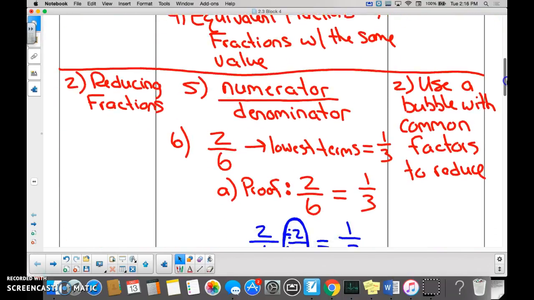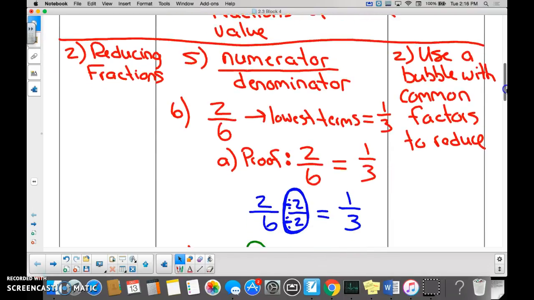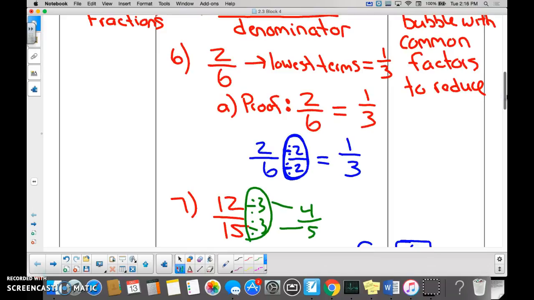So what we did here for main idea number 2 is we reduced. You see number 5 is showing us numerator on top, denominator on the bottom. 2/6 reduces to lowest terms, and our proof is this. 2 goes into both 2 and 6. So we're dividing by 2. 2 divided by 2 is 1. 6 divided by 2 is 3.